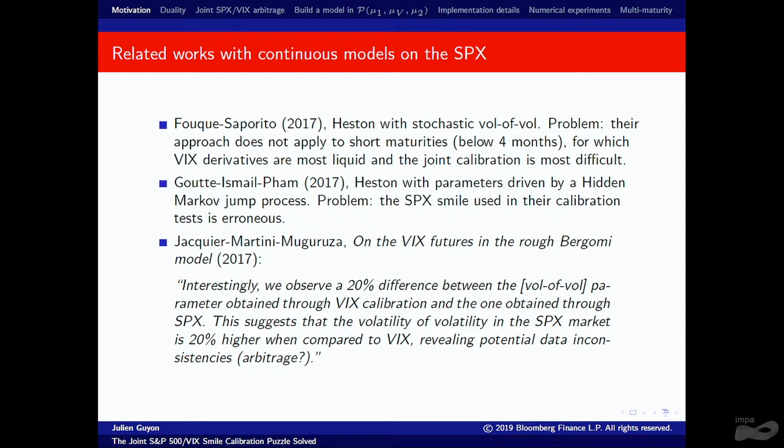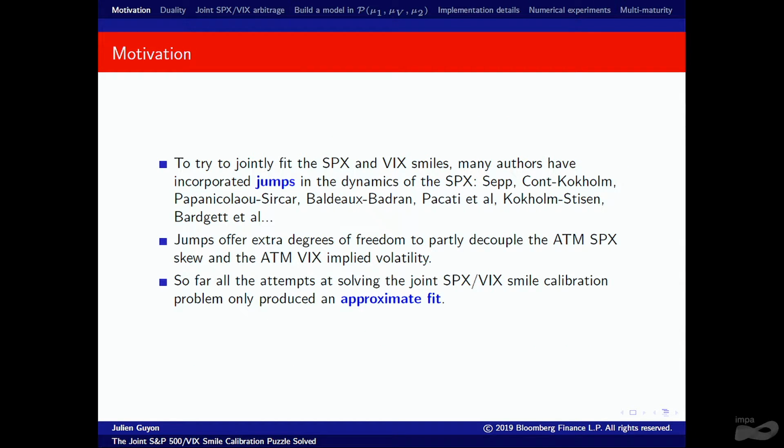It just means that the model is inconsistent with market data, period. Okay, so we will see here that there is no arbitrage.